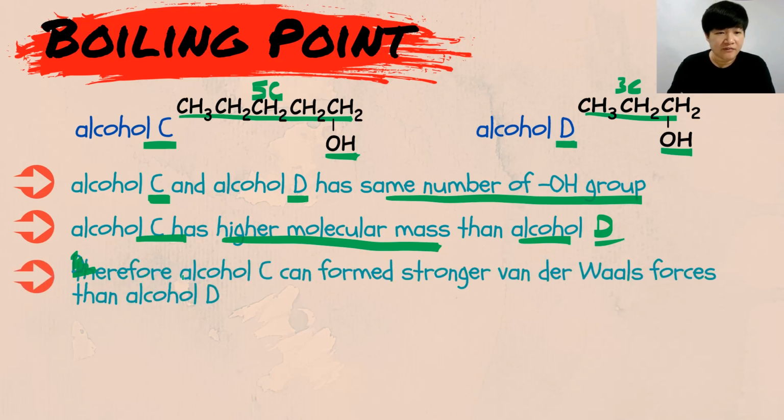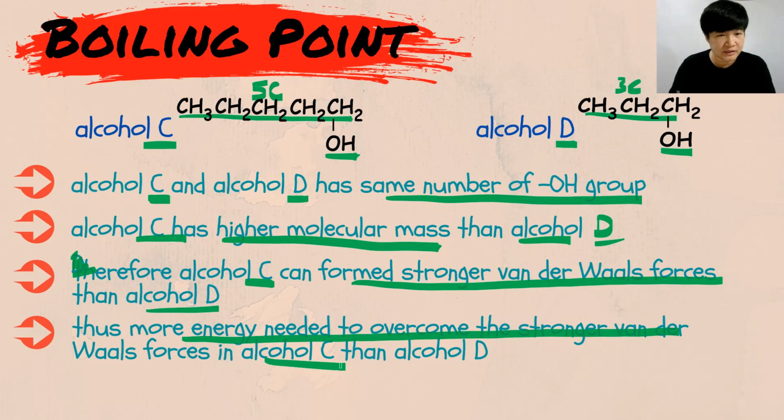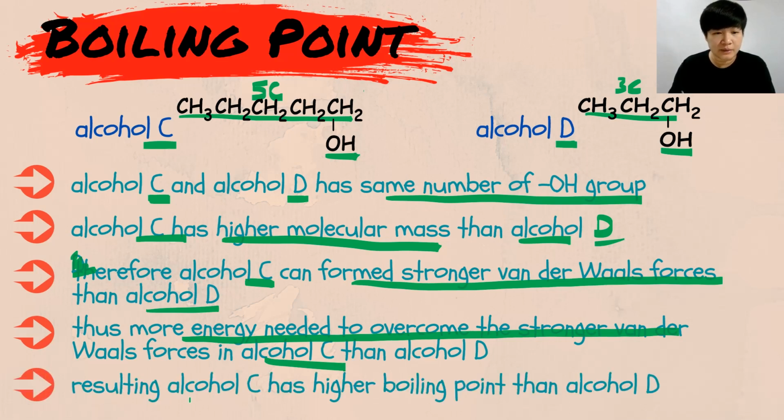Next, therefore, alcohol C can form stronger van der Waals forces than alcohol D because the molar mass is higher. As a result, you need more energy to overcome the strong van der Waals forces in alcohol C, and the boiling point of alcohol C will be higher than your alcohol D. And this is the example where we will focus on molecular mass when the number of OH groups is the same. Okay, simple, easy.